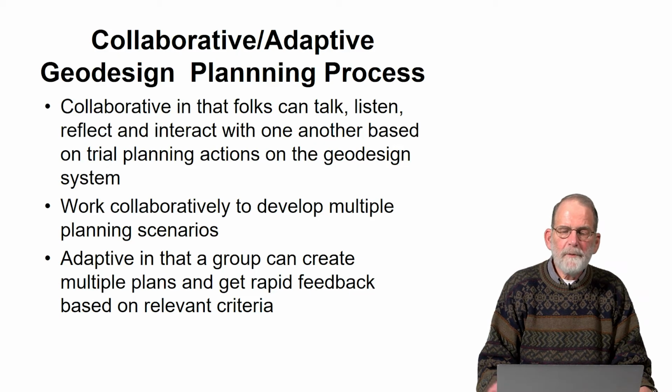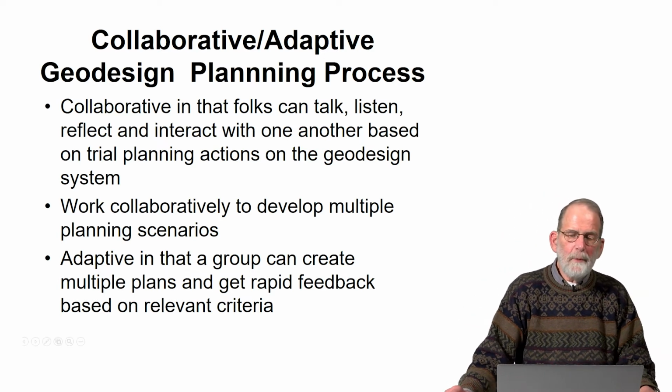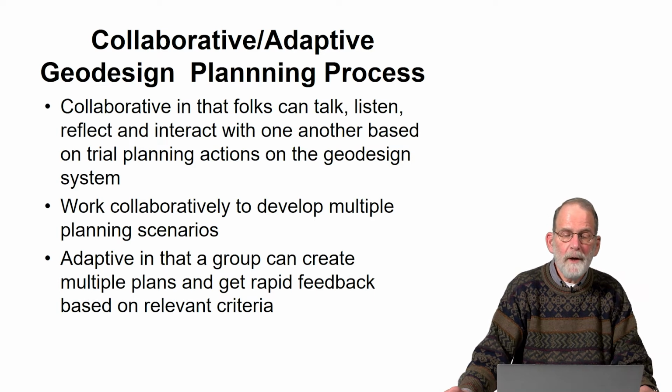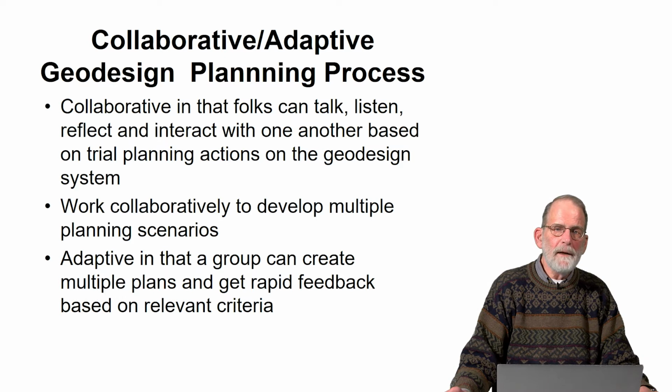In the videotape that just played, you saw a geodesign planning process, and in that planning process you saw people collaborating together. It was collaborative in that folks can talk, listen, reflect, interact with one another, and try on different plans to get a sense of how well a specific planning idea is going to work. The geodesign system allowed them to very rapidly get information about how well a given strategy that they had developed would actually work in the landscape.